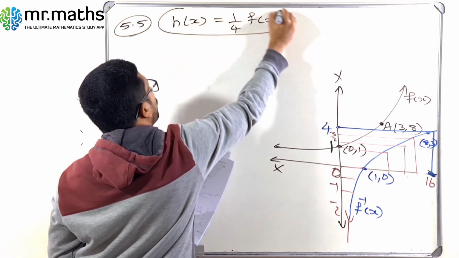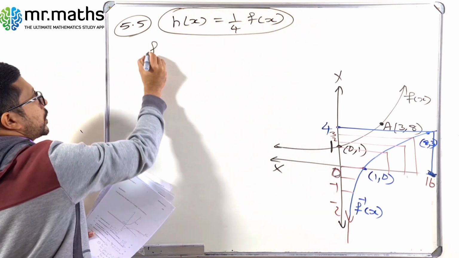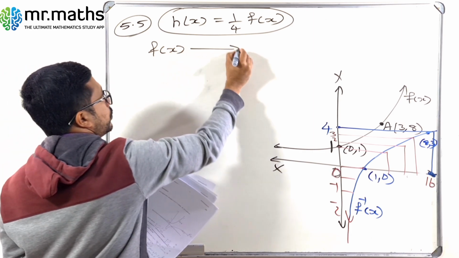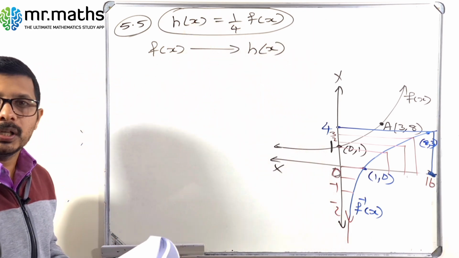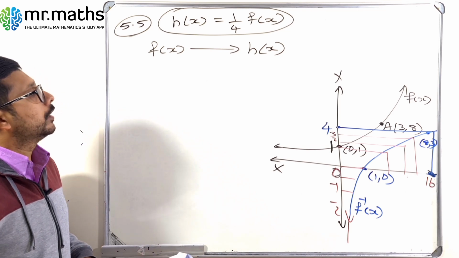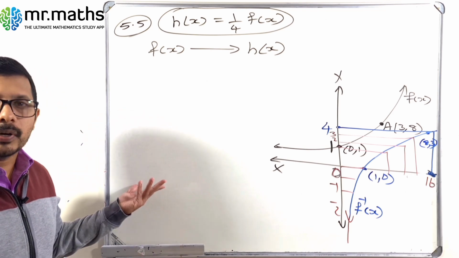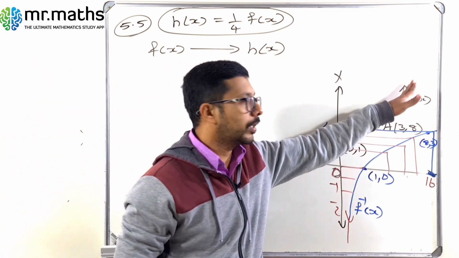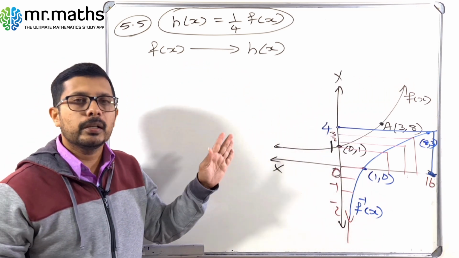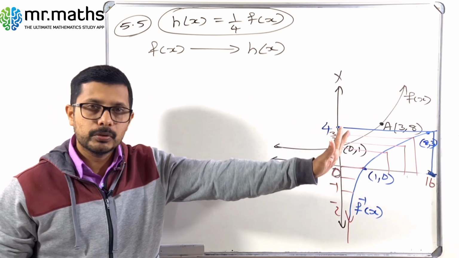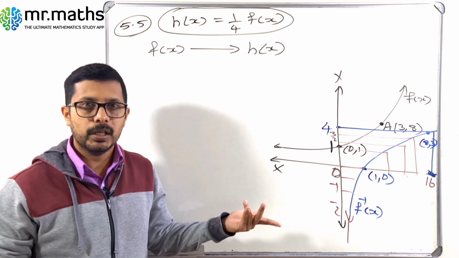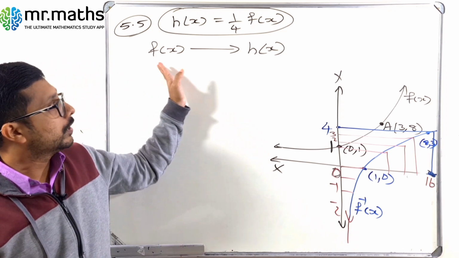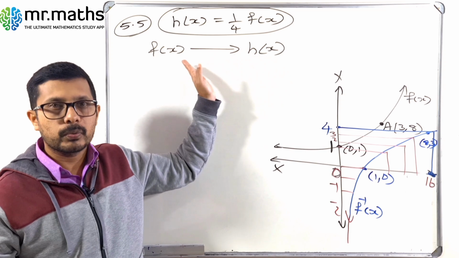So you have to describe the transformation from f of x to h of x, where h of x is that 1 by 4 f of x. We don't know what h of x is, we know only f of x. They did something, and maybe the graph is shifted to the right or left or up or down. And they got a new graph, and we have to tell what that transformation is.